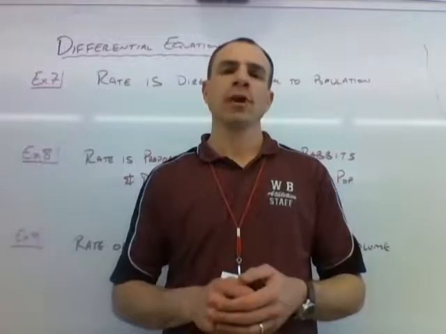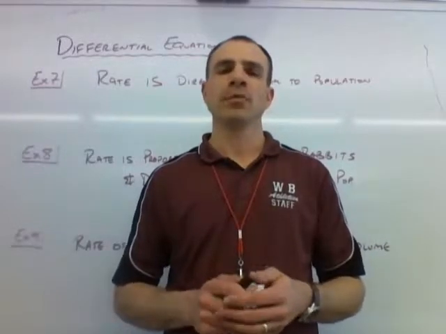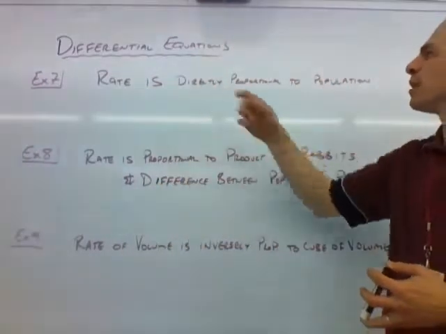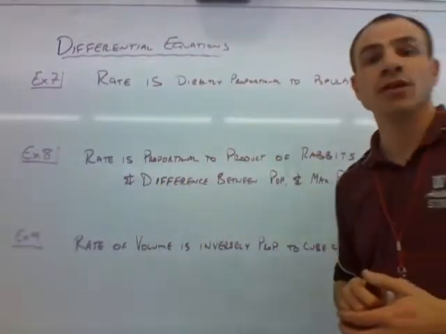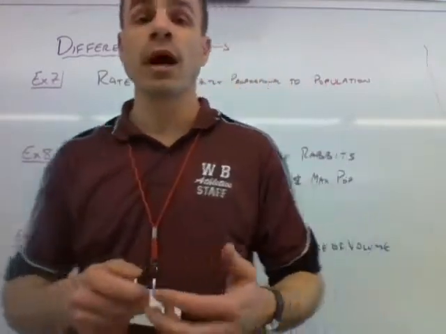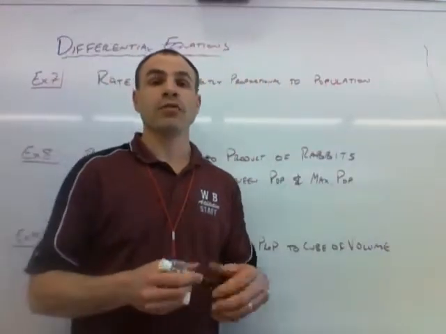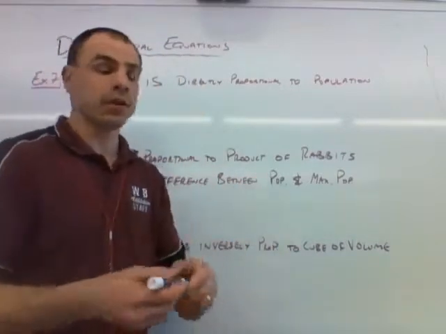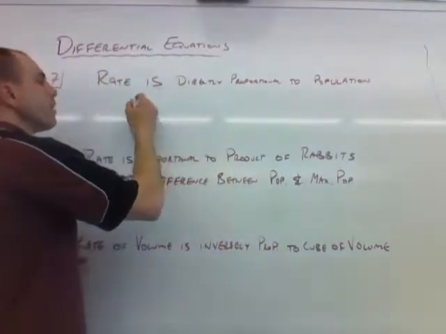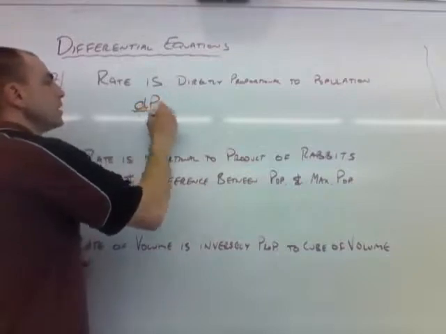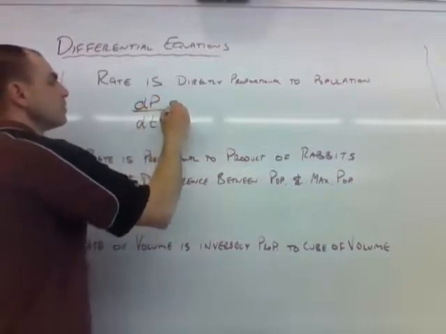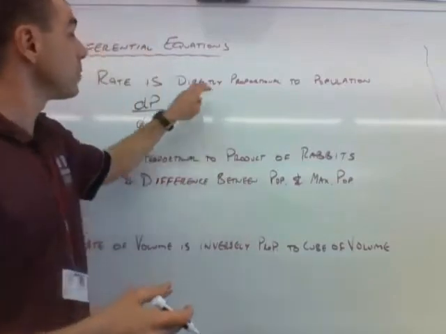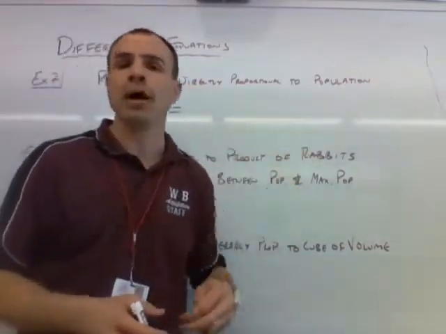Let's look to write some differential equations for examples 7 through 9. In example number 7, we see that the rate at which a population is changing is directly proportional to the population itself. So the rate at which the population is changing over time. That rate means derivative. So we're talking about the derivative of the population. So that's our dP, and it's changing over time, so dP/dt. And it's changing at a rate which is directly proportional to the population.